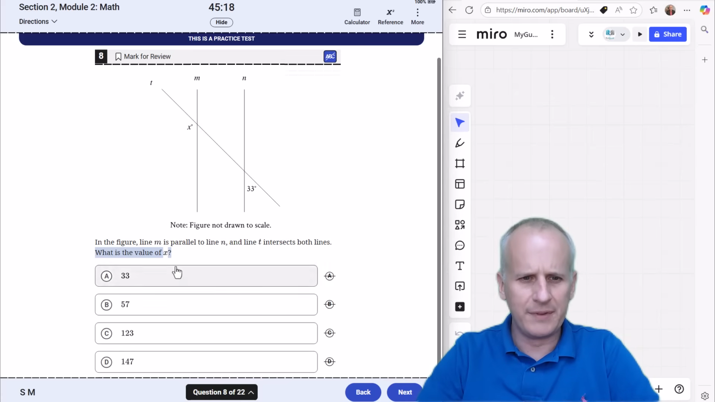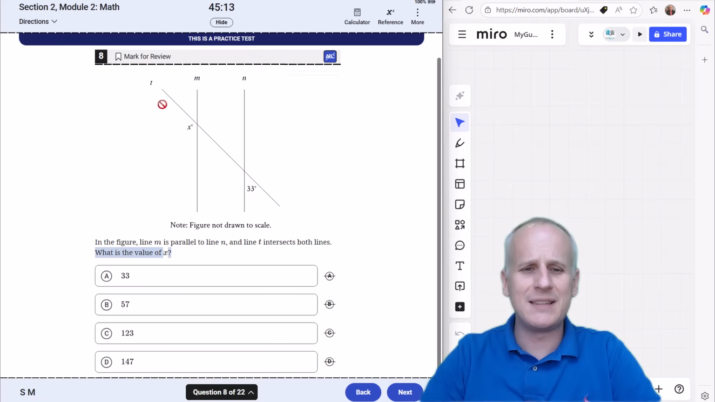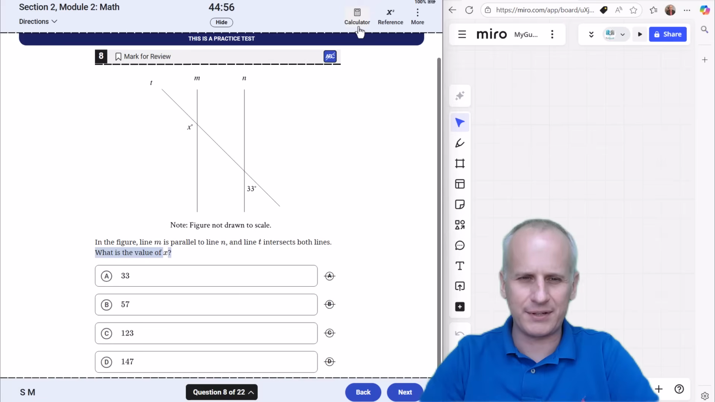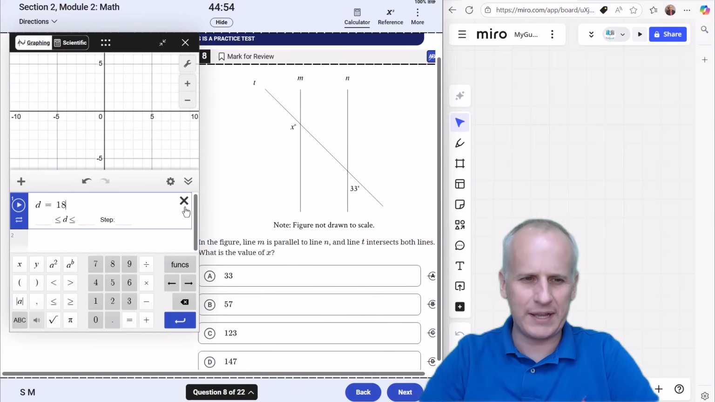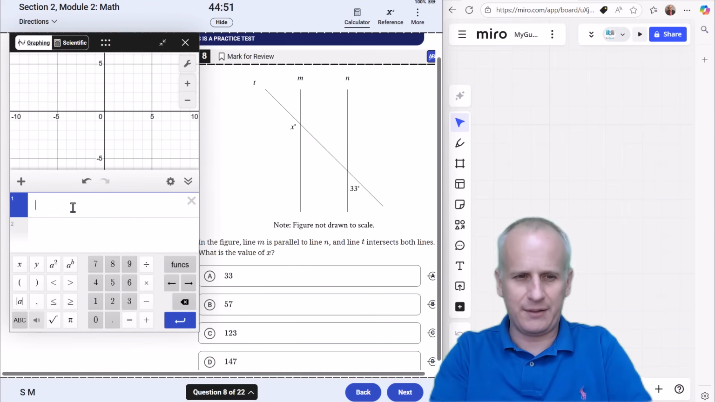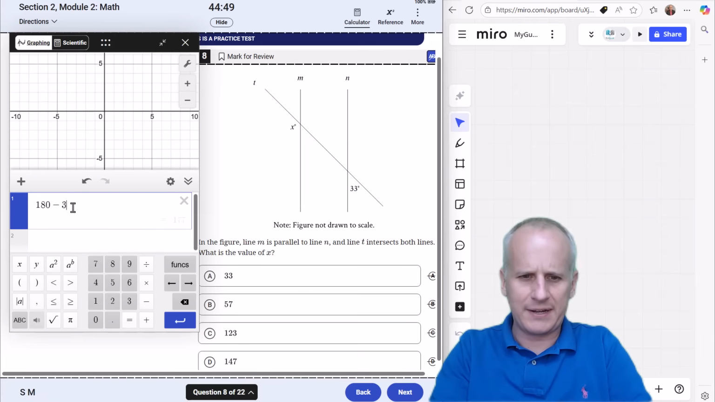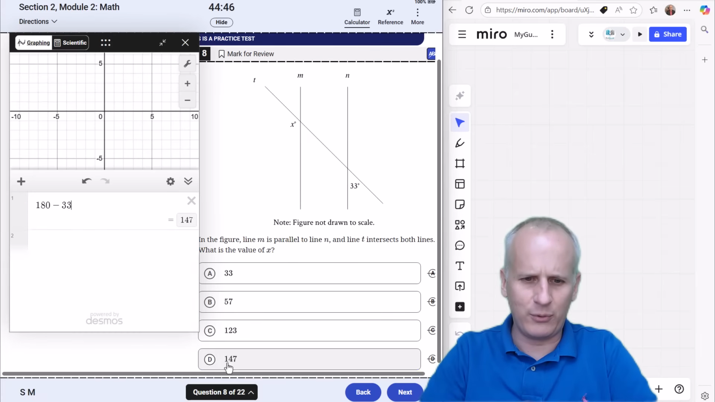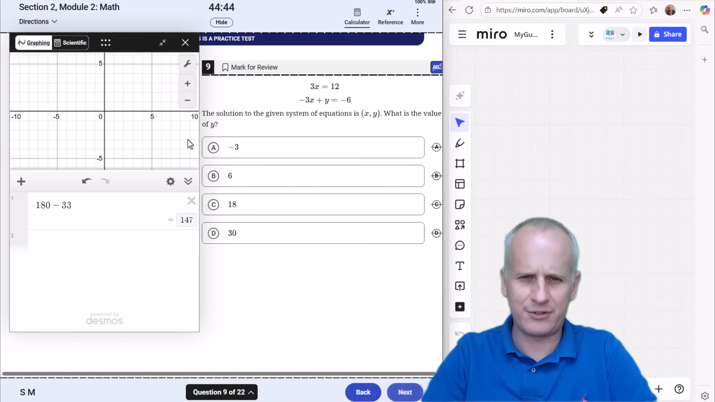And we should note immediately that line M is parallel to line N. So that means that we are creating alternate interior and exterior angles. So this 33 right here is also going to be on the other side of the X for either line T or line M. So we know that X plus 33 has to add up to 180, very similarly to what we just did in the previous problem. So if I do 180 minus 33, I get my answer of 147, and we should be able to move to the next question immediately.